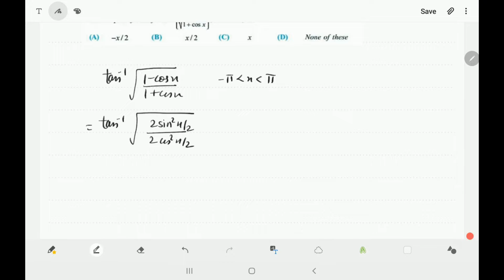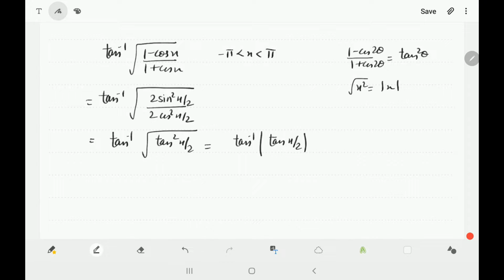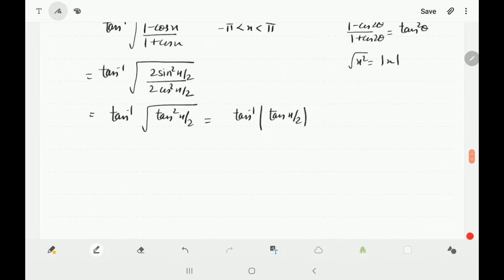You can also directly write this term as tan square x by 2, because 1 minus cos 2 theta upon 1 plus cos 2 theta is tan square theta. So you are now left with tan inverse under root of tan square x by 2. Because under root of x square opens up in mod x, we'll write this term as tan inverse of mod of tan of x by 2. Because now the x interval is given, you have to open up this modulus in the interval.